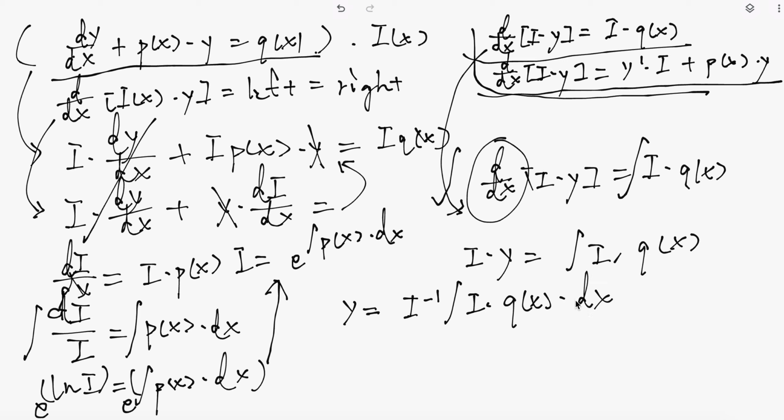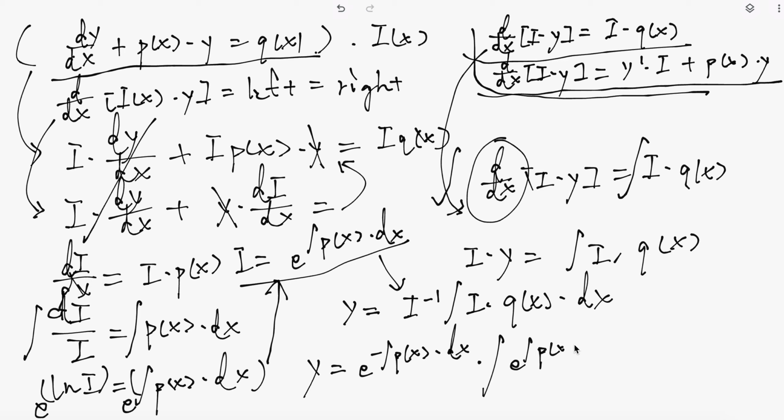And then we can just plug in the I(x) from here, which means y is equal to e to the negative power of the integral of P(x) times dx, times the integral of e to the power of the integral of P(x) dx times Q(x) dx. Surprise. So here is the whole derivation.